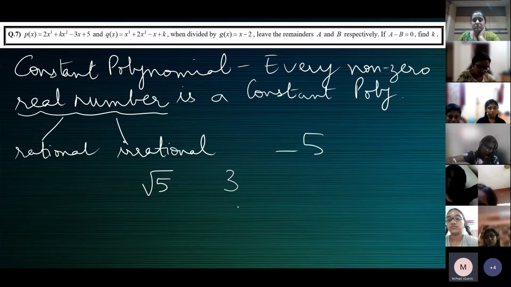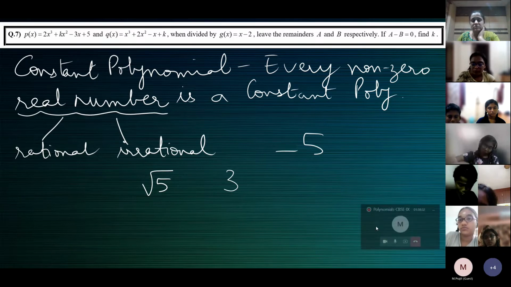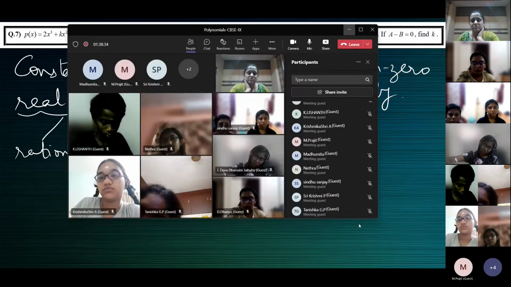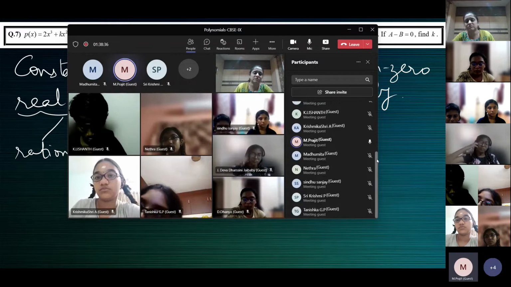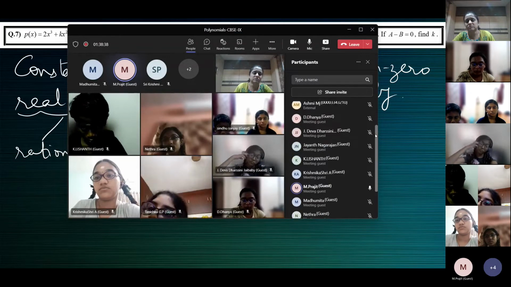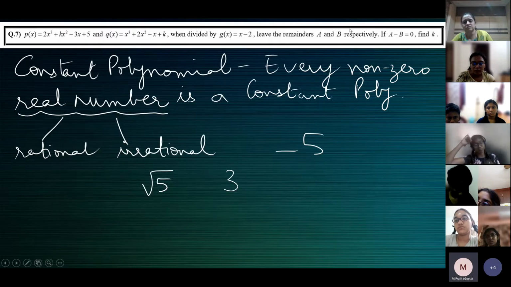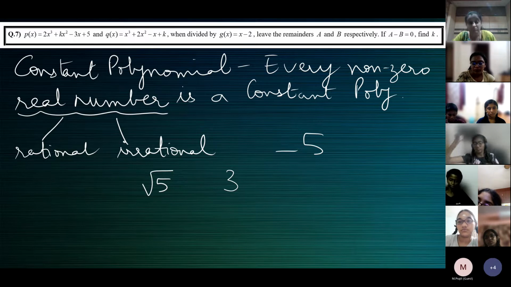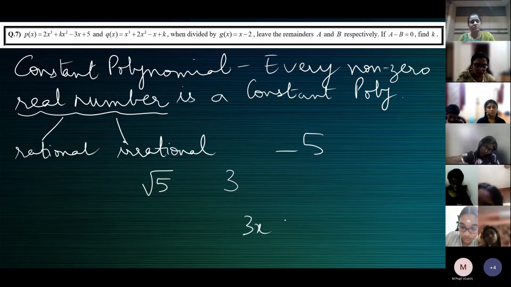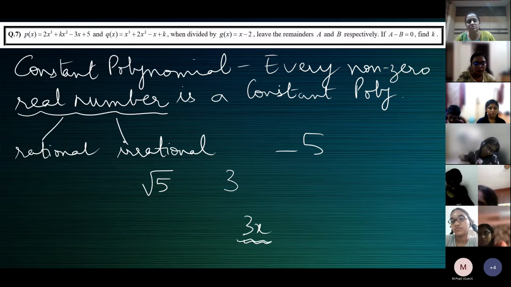But that's no variable. Somebody's. I asked, that's no variable. Yes, Project, you have a question? Yes, ma'am, that's no variable, x or y. If it has a variable as x, you're asking 3x, is it? Yes, ma'am. This is not a constant polynomial. It should be a constant.